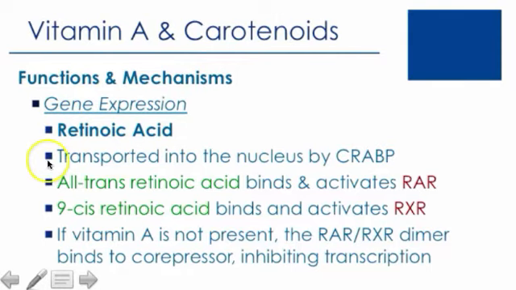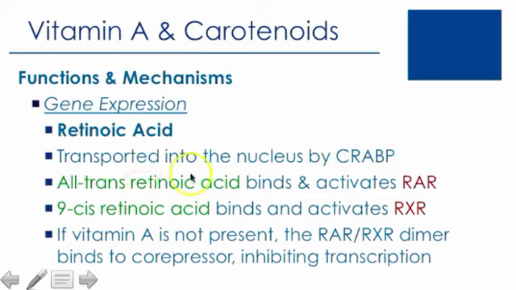Another important component of this process is this compound here called CRABP. It stands for cellular retinoic acid binding protein, or the CRABP. This compound actually binds to the retinoic acid and shuttles it into the nucleus so that it can bind to its nuclear receptor. And we're going to review this diagram.